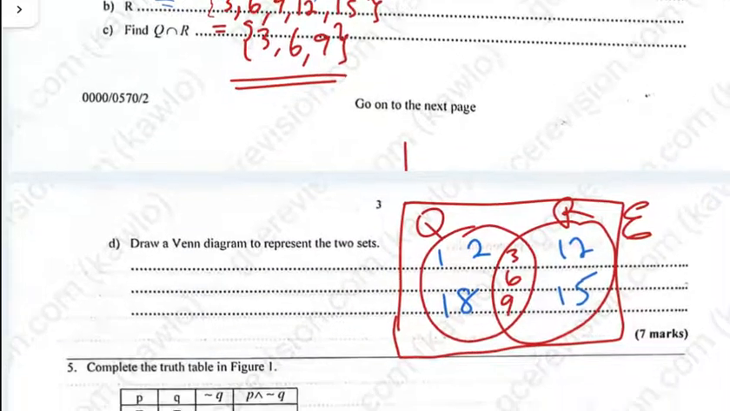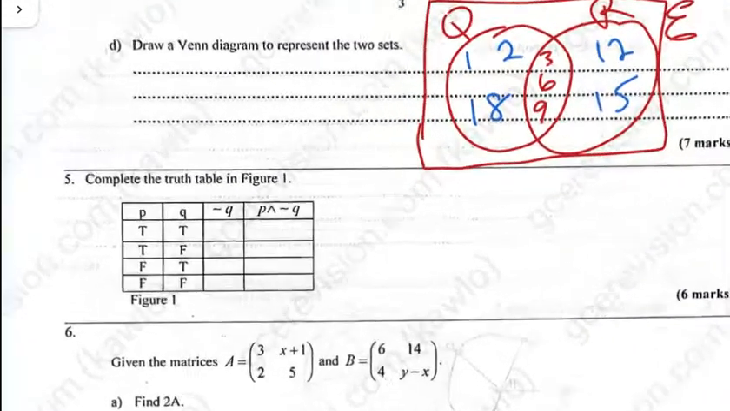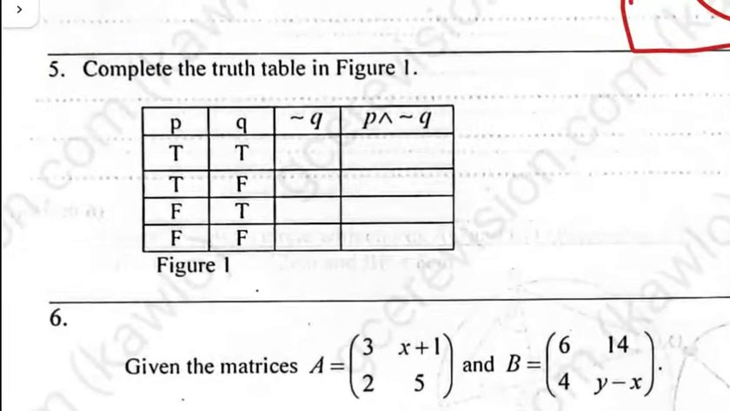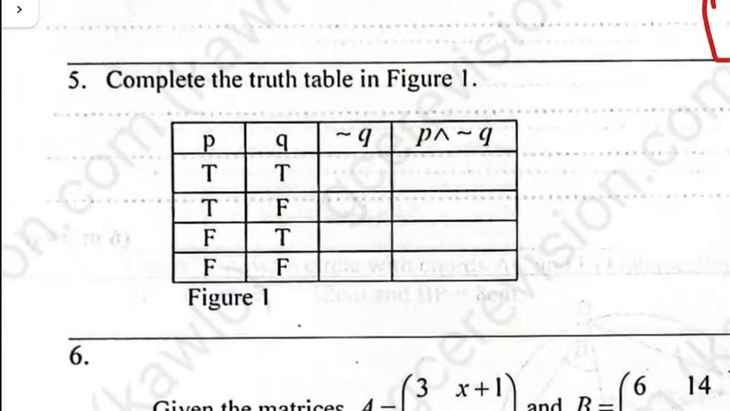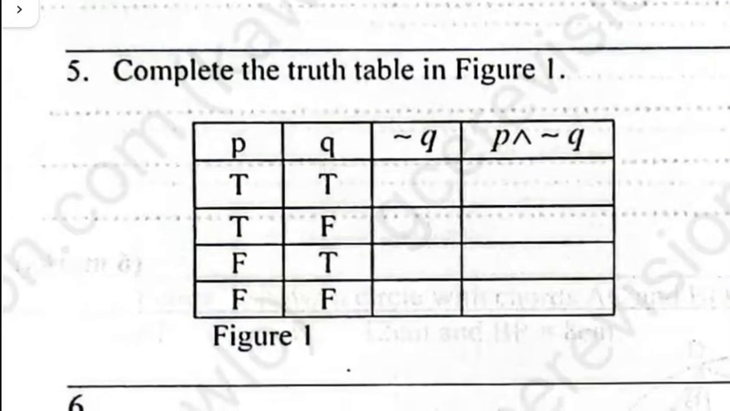Question 5 is on logic. So question 5 says complete the truth table in figure 1. These tables are coming every year. So we have two statements, P and Q. The first one here is the negation of Q. So the negation is just the opposite, right, or the inverse.